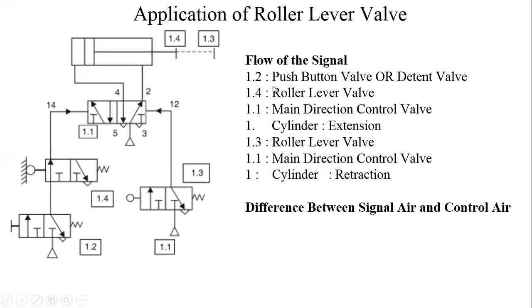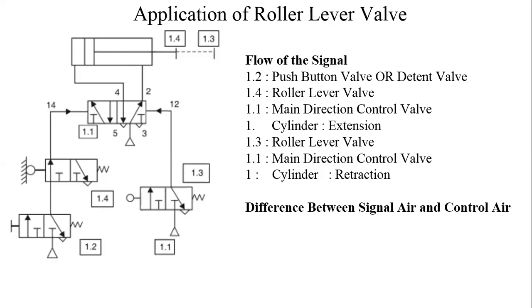Flow of the signal: 1.2. So it starts with 1.2, push button valve or detent valve. It is called a detent valve also. So press it, supply will start. Press it again, supply will be off. So press it, then it will go to... Now you should say in your description that signal air will go from push button valve 1.2 to roller lever valve 1.4. Signal air, not control air.